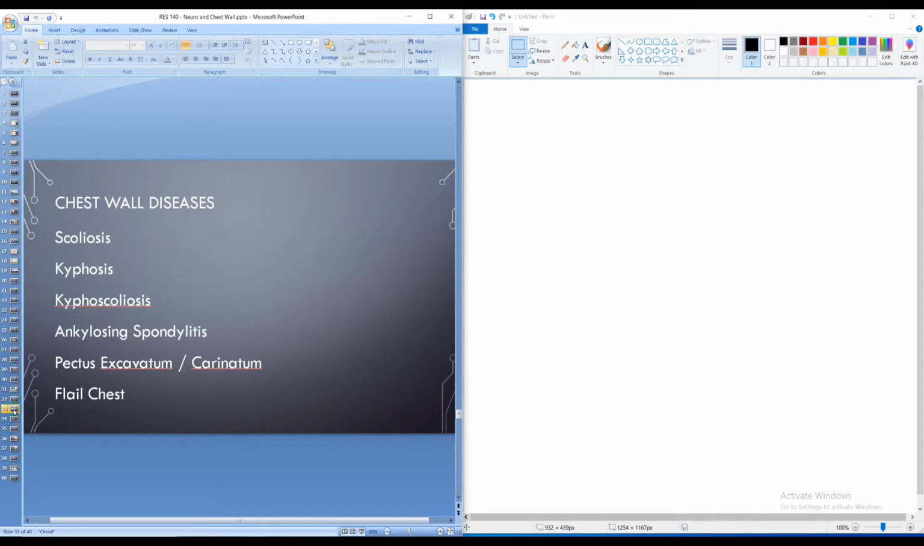So first, the list. We've got 6 of them. And realistically, we're going to roll the first 3, scoliosis, kyphosis, and kyphoscoliosis, into one because we're just swapping terms around there. So it's pretty easy. If you understand one of them, you understand them all. We'll talk briefly about ankylosing spondylitis. We'll talk about pectus excavatum, pectus carinatum, and then this massive chest injury that we call the flail chest. So let's see how quick we can do this.